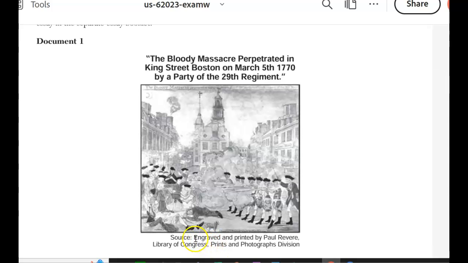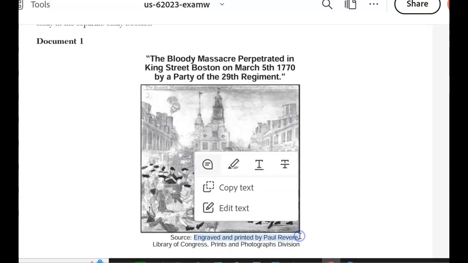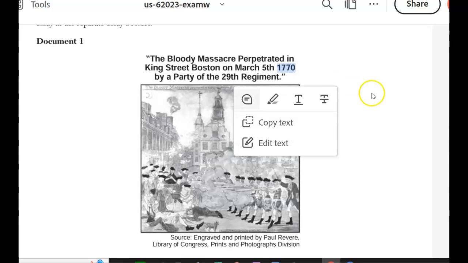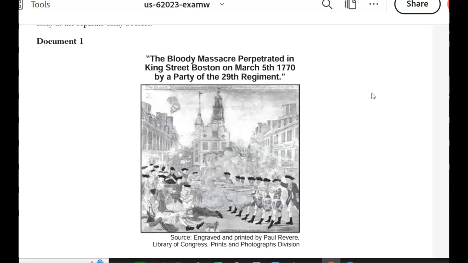Notice this is engraved and printed by Paul Revere. The revolution has not started. Be careful, don't make that mistake, that you lose points for that. The revolution begins in 1775. So this is 5 years before the revolution. It's a lead up to the revolution.